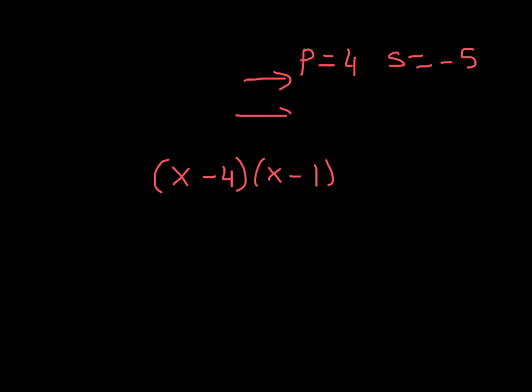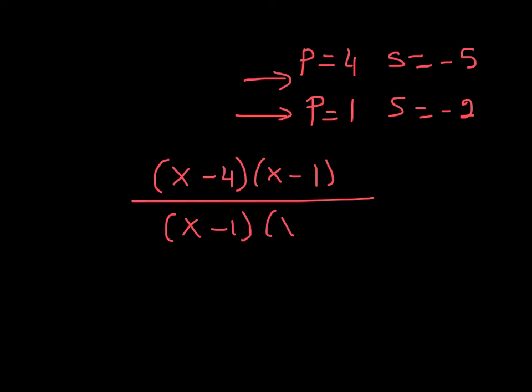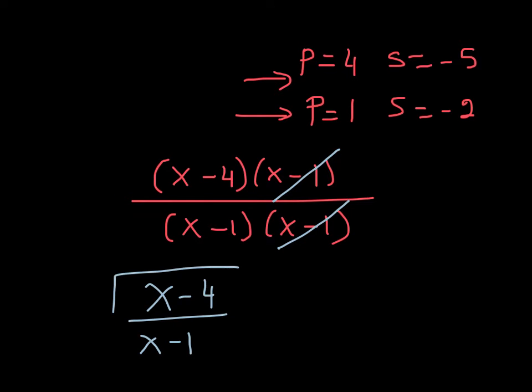In the denominator, we're looking for a product of 1, the sum of negative 2. And that will factor into x minus 1, x minus 1. Now we're reducing a factor. The factor that reduces is x minus 1. Your answer should be x minus 4 divided by x minus 1. We cannot reduce terms. That means I do not want to see you reducing the x's.